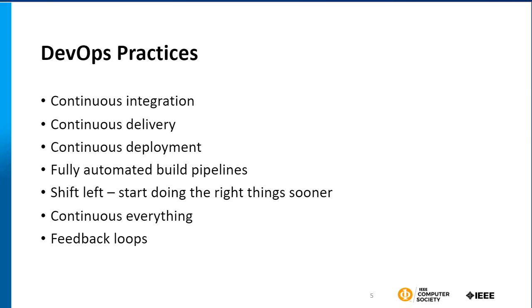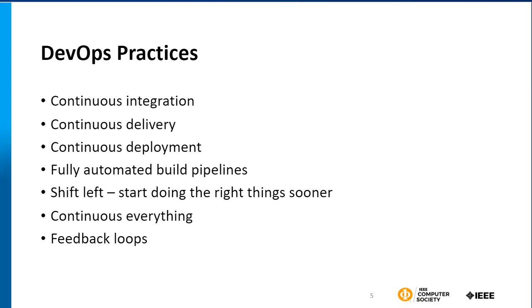Shift left, doing things smarter, better, sooner, so that you're building in quality from the very beginning of the system. We'll talk further about that. Continuous everything, I'm going to define this in detail, but we talk about continuous integration, delivery, and deployment. What about continuous testing? What about taking a continuous approach to security, reliability?